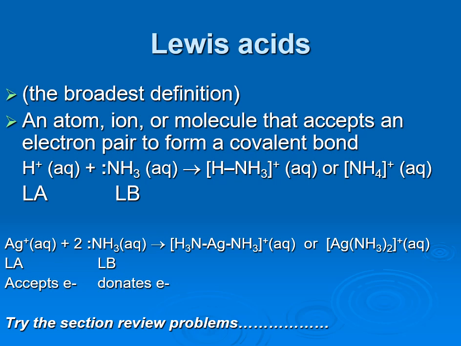Gilbert Lewis did a lot of work with electrons, very much focused on electrons. He also generated a theory of acids and bases, but his was very much about electrons and what electrons are doing. So he has the broadest definition that we'll talk about. Basically what he said is an atom, an ion, or a molecule that can accept an electron pair to form a covalent bond is a Lewis acid.